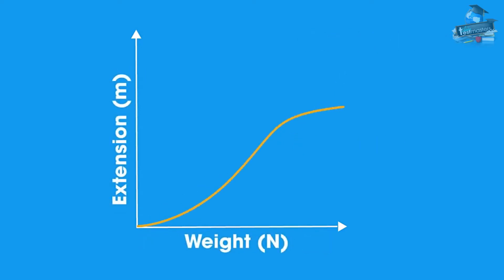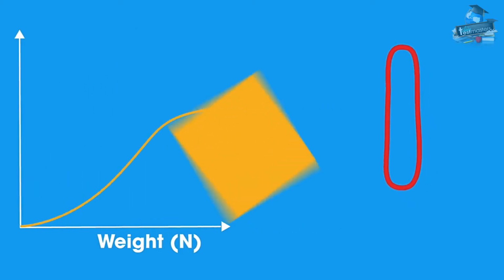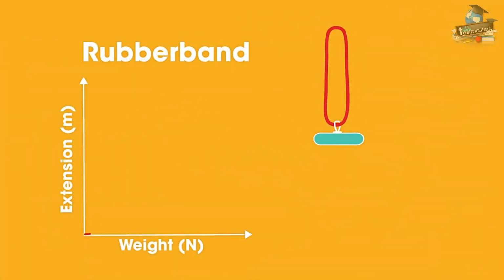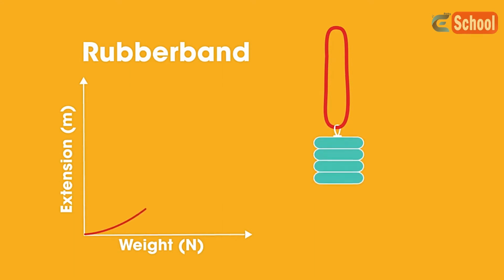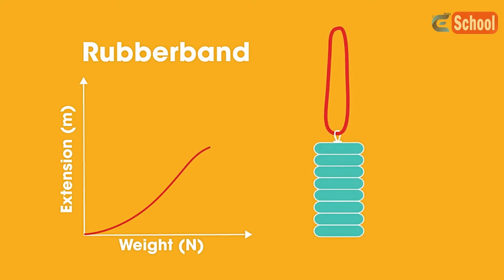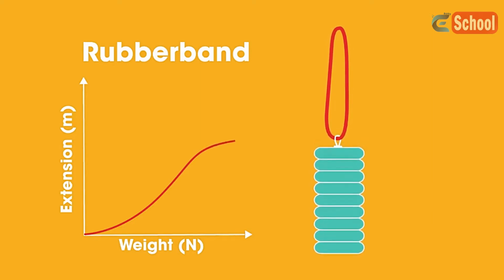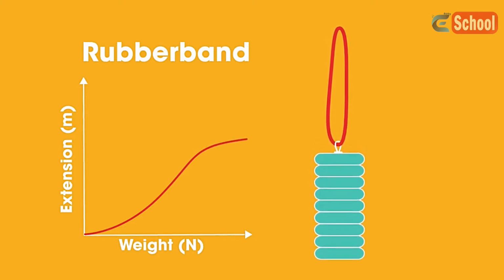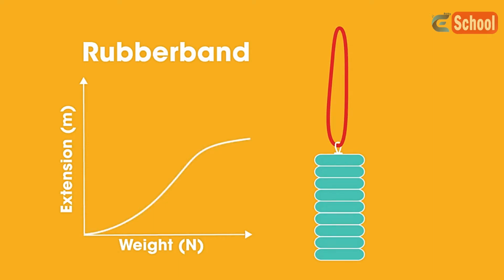Here's the graph we get if we perform the same experiment but use a rubber band instead of a spring. The result with a rubber band does not give a straight line graph. As weights are hung on a rubber band to start with, there is hardly any stretching. Then it stretches a lot before almost stopping as the band is extended fully. This is an example of a non-linear relationship, and the band doesn't obey Hooke's law.